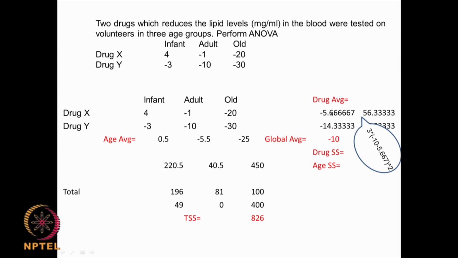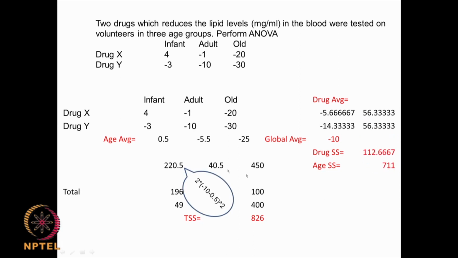Drug average, how do you get it? We have this plus this plus this, divided by 3. How do you get the drug sum of squares? We have 5.66 here, and the global average is minus 10. So minus 10 minus 5, squared, we are multiplying by 3 because there are 3 terms here. Like that you get it. Then for this, what do you do? Minus 10 minus 14, squared, multiplied by 3, you get this term. So that is how you get it.